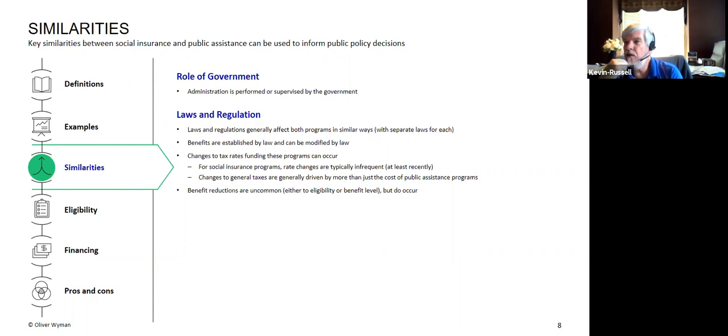Changes to tax rates on social insurance can be changed. It's rather infrequent, at least recently. Changes to general taxes are driven more than just by the cost of public assistance programs. Those can be affected by other government spending and for economic policy. I would say too that benefit reductions are uncommon in social insurance and in public assistance, either to eligibility or the benefit level, but they do occur.